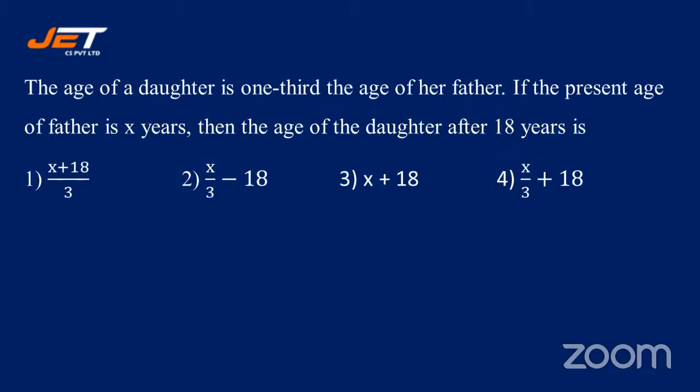All right. See the next very easy and interesting question. We just have two more slides after this. So let's quickly finish it off. The age of a daughter is 1/3 the age of her father. If the present age of father is X years, then the age of the daughter after 18 years will be dash. Yes. So let me disclose the answer. It is option 4. So 1/3 of the father means 1/3 into X.